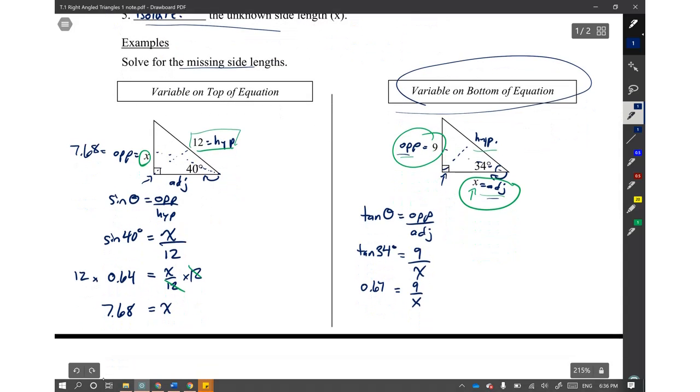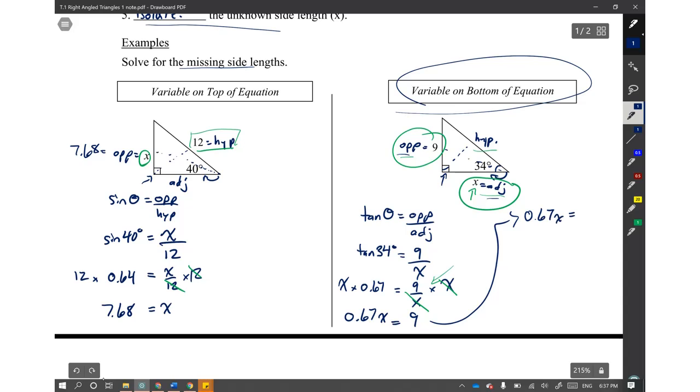Now this time I notice my x is in my denominator. That's on the bottom part of my fraction. So that means when I'm isolating it, I need to get it to the top. So in order to get it to the top, we'll multiply both sides by x. Notice on my right hand side, my x's actually cancel out, but that's okay, I still have one here. I'm left with a 9 on my right hand side and 0.67x on the left hand side. We'll continue up here.